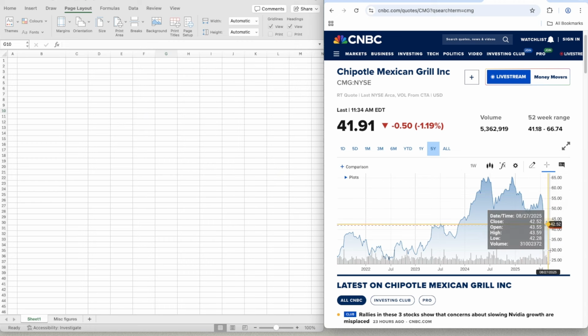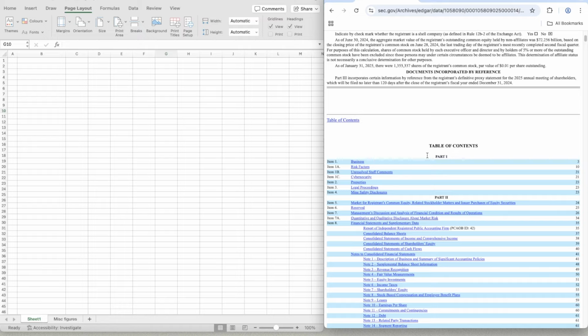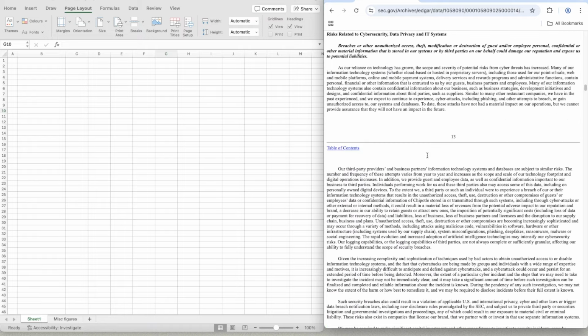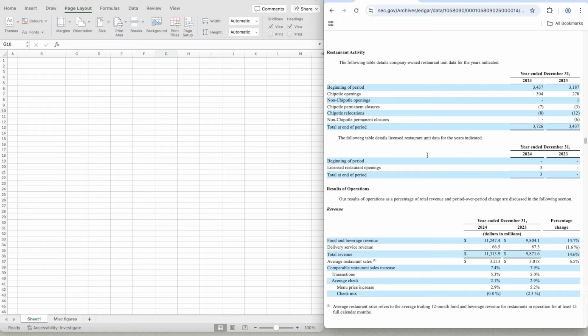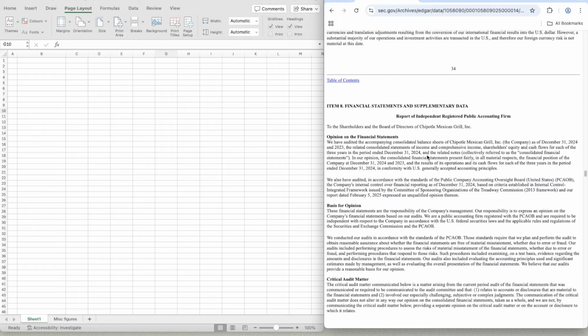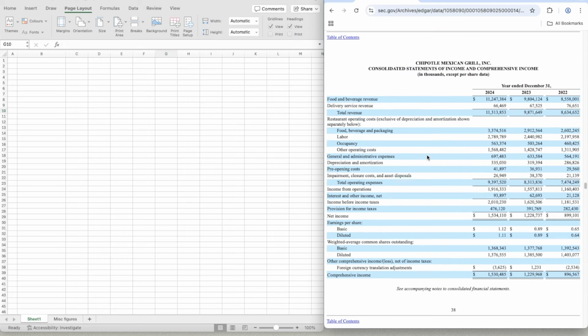So let's find out what the intrinsic value of the stock is and see whether there is any upside or potential downside to it. We'll start with the 10K because that's going to give the historic figures from 22, 23, and 24. And what we need to find are the financial statements. So this is the balance sheet, and this is the income statement.